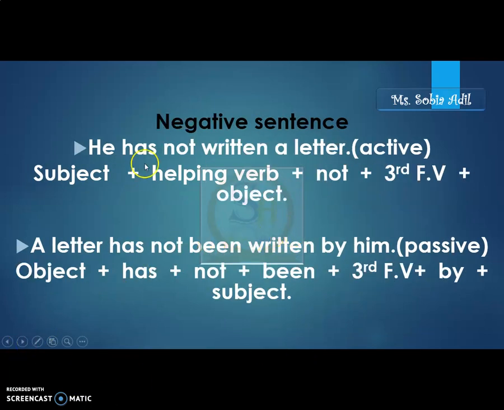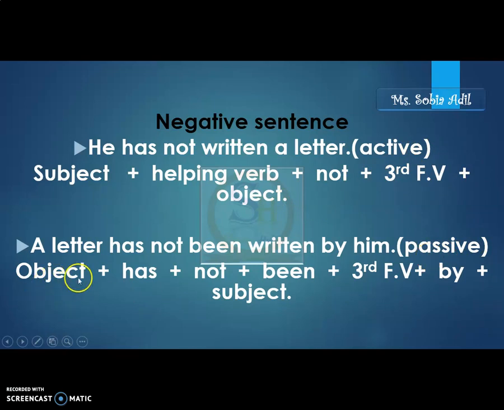All right, next is the structure for the negative sentence you need to follow. First one, look at this one. This is the active voice of present perfect tense. He has not written a letter, right? So here this is the negative one. We are using not here. The subject comes first, then we write helping verb, then we write not after helping verb, has or have. Then comes third form of verb, and then we use object.